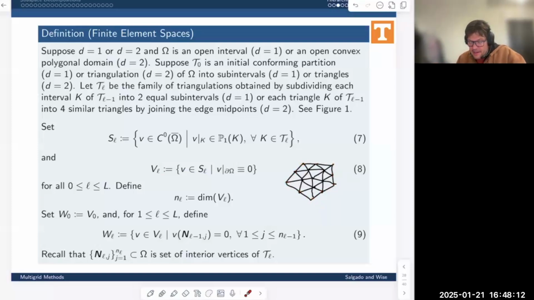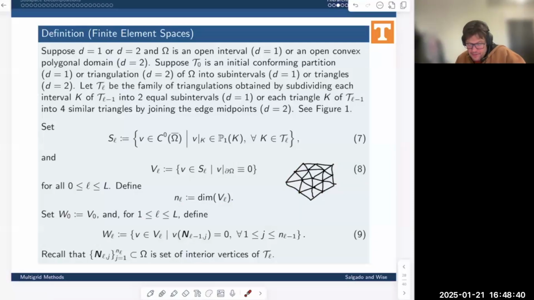Now I'm going to define NL to be the dimension of VL, and I'm going to define some new spaces called W spaces. So W0 is equal to V0, okay? W0 is equal to V0, they're the same. But once I have L being bigger than or equal to 1, these WL spaces are going to be defined differently from VLs. So here's how they're defined.